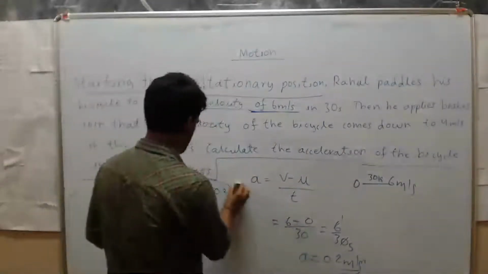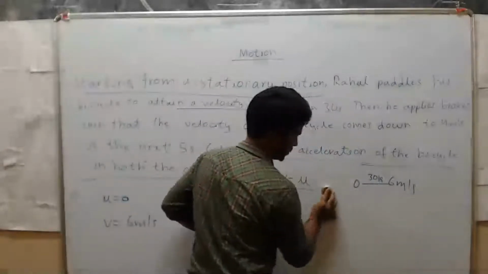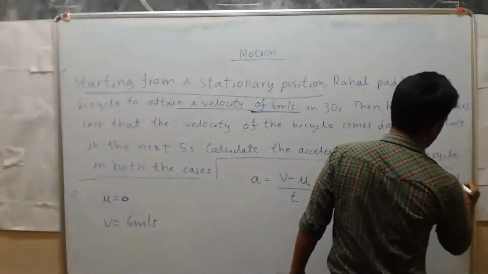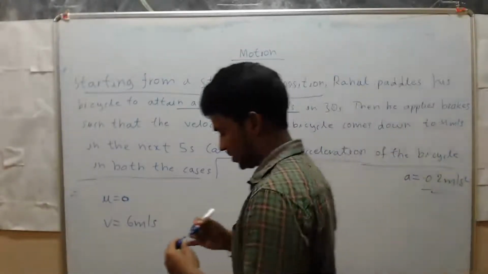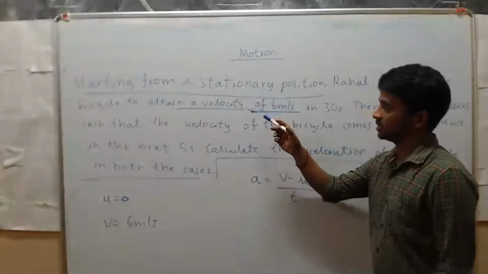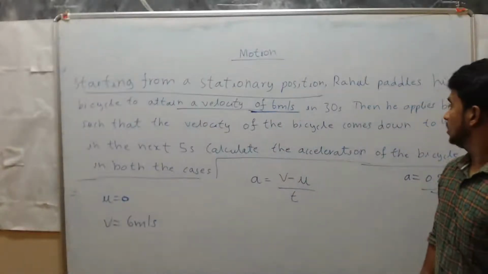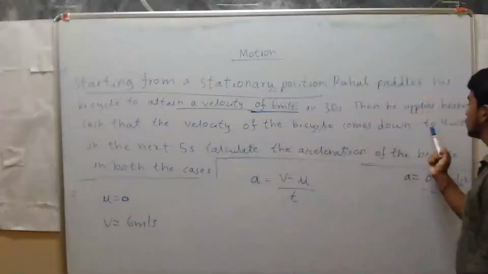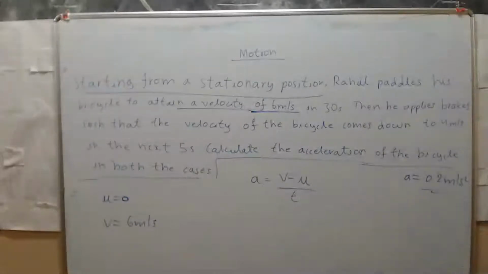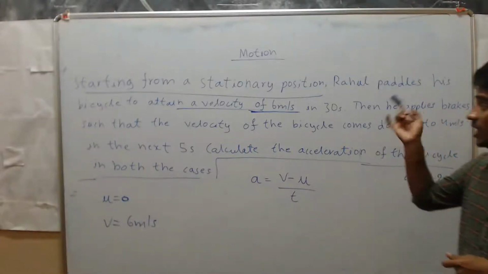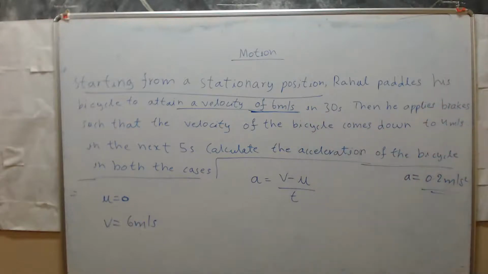Next, now second case. In the first case, we got A equal to 0.2 meter per second square. Clear? Now in the second case, he applies brakes after reaching the 6 meter per second, such that the velocity of the bicycle comes down to 4 meter per second. Here its velocity reduces to 4. Why? Because he applied brakes, right? So its velocity reduced from 6 meter per second to 4 meter per second.